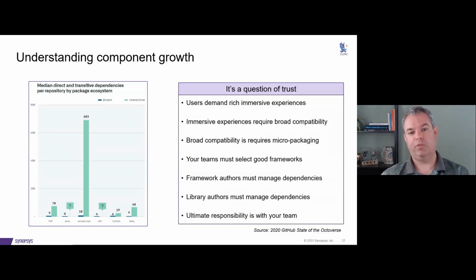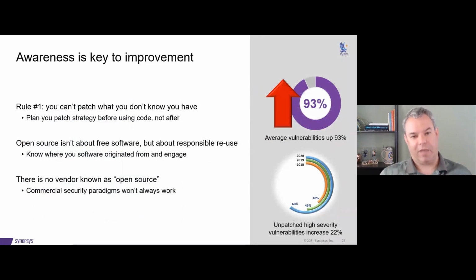But the ultimate responsibility for what's in there falls within your team, because it's that whole corpus of stuff that you need to be paying attention to. Otherwise, you could get blindsided by a set of vulnerabilities. And in fact, this past year, we saw that the average number of vulnerabilities went up by 93%. That's a huge number. That's a big, big number.